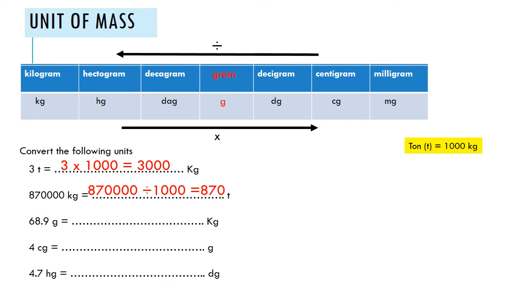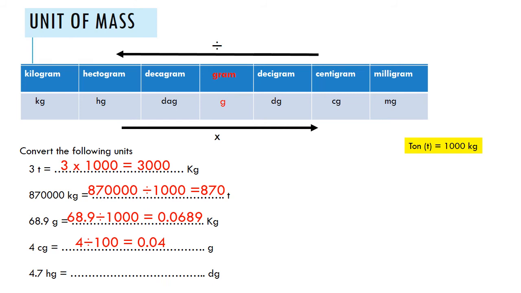Now from gram to kilogram, you can see in the table that we have 3 units between gram and kilogram, or 3 steps, so we divide by 1000. From centigram to gram, you can see also from the table that we have 2 units between centigram and gram, or 2 steps, so we divide by 100. 4 divided by 100 equals 0.04.